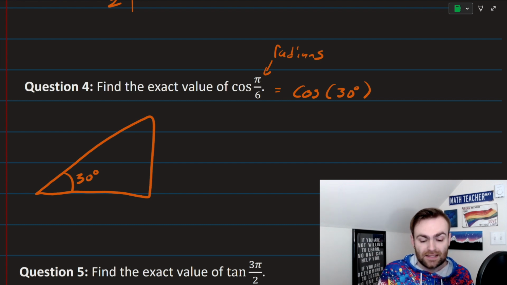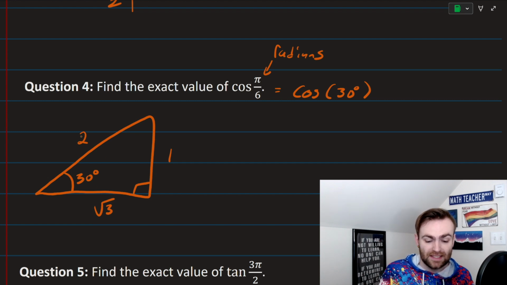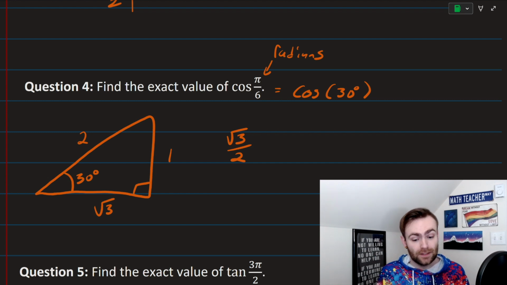So 30 degrees, for special right triangles, we know that this would be a 1 to square root of 3 ratio. And cosine of this would be the adjacent divided by the hypotenuse, which is square root of 3 over 2. Now you can do these triangles now, especially if you start thinking in radians without doing conversions.